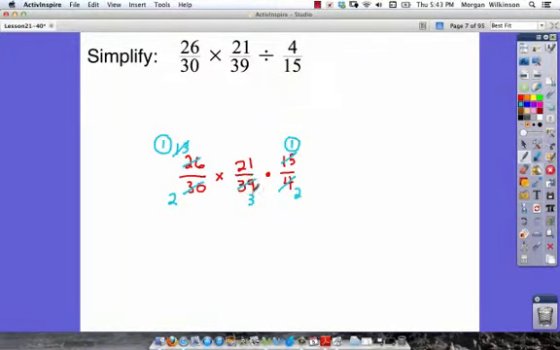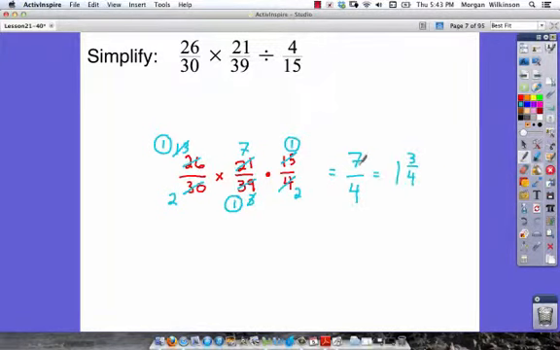There's more, because 3 goes into 21 7 times. So instead of having a 3, we have a 1, and instead of having a 21, we have a 7. Look how easy this problem became. We now have 1 times 7 times 1. That's 7. 2 times 1 times 2. That's 4. We have 7/4, which is the exact same thing as 1 3/4.